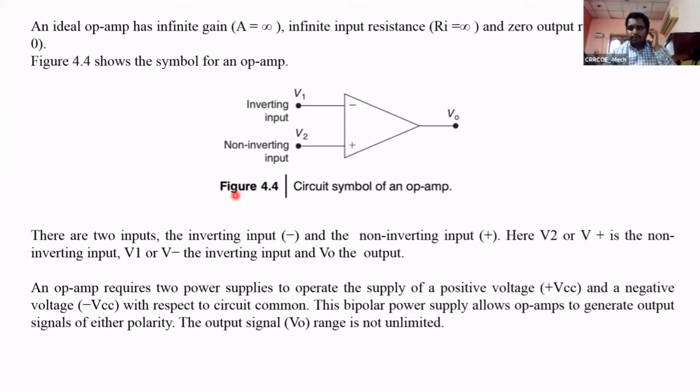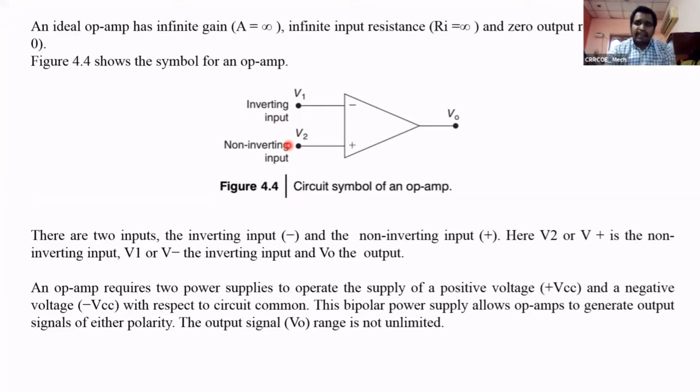Now we see this. The output is so many times, suppose ideal, for ideal it is infinity times the difference between V1 minus V2. That means the difference between V1 and V2 is very small when compared with the V out, because it has high gain.